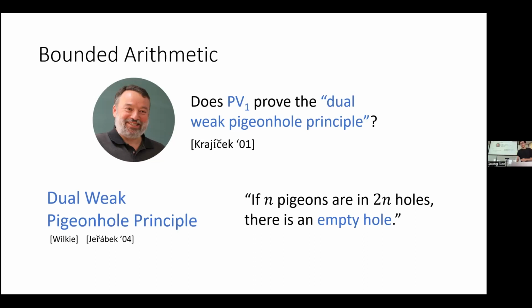For example, if you have this dual weak pigeonhole principle, you can prove in PV1 plus this principle that there exists a Boolean truth table that is hard, based on the natural version of the proof. So this is a more fundamental, logical interpretation of the range avoidance reductions.